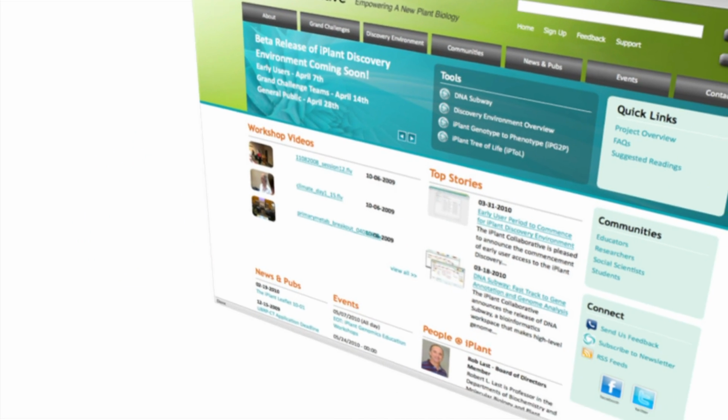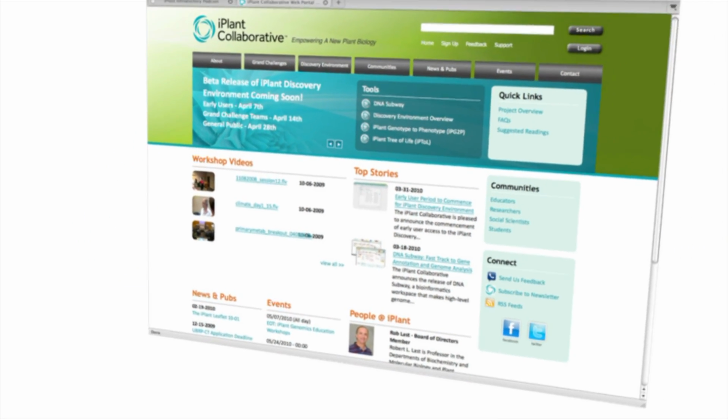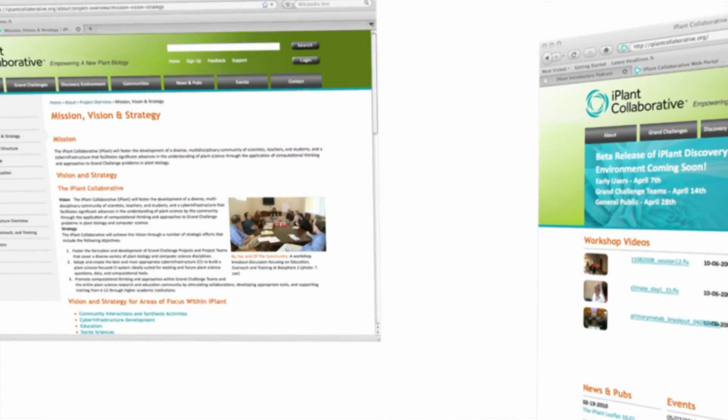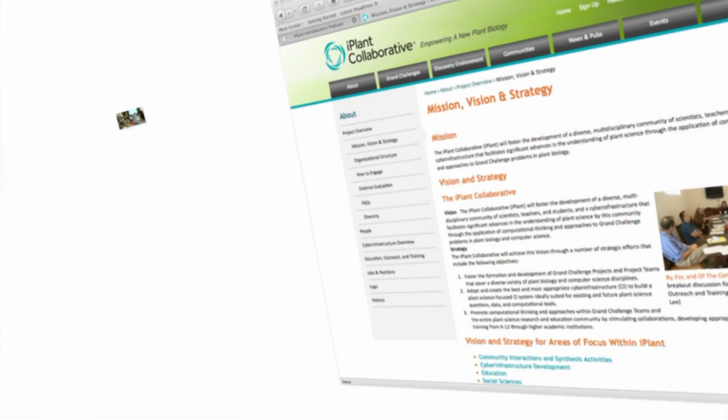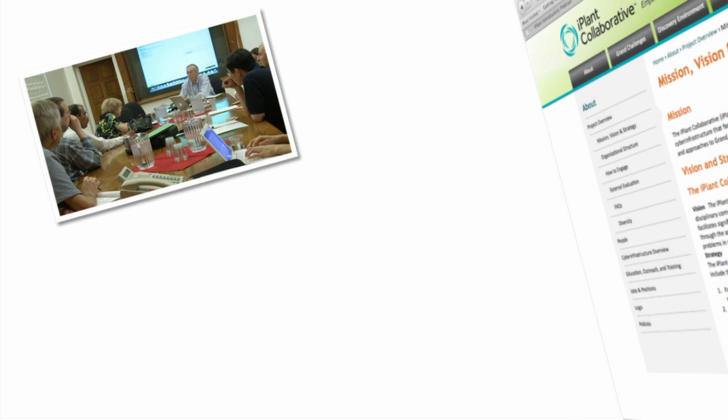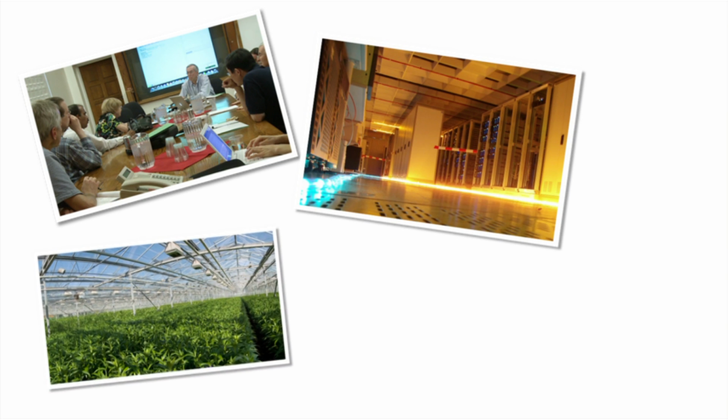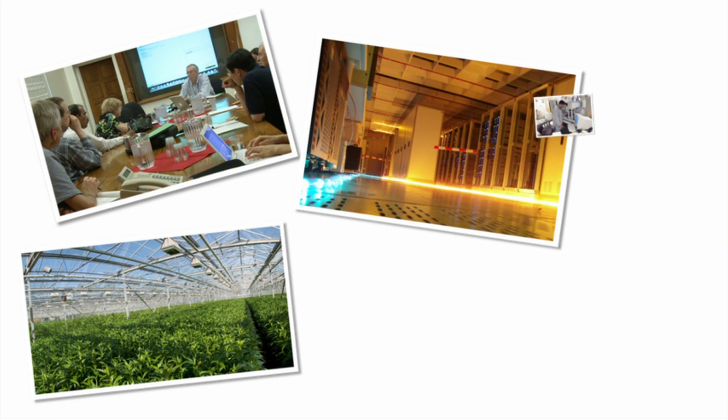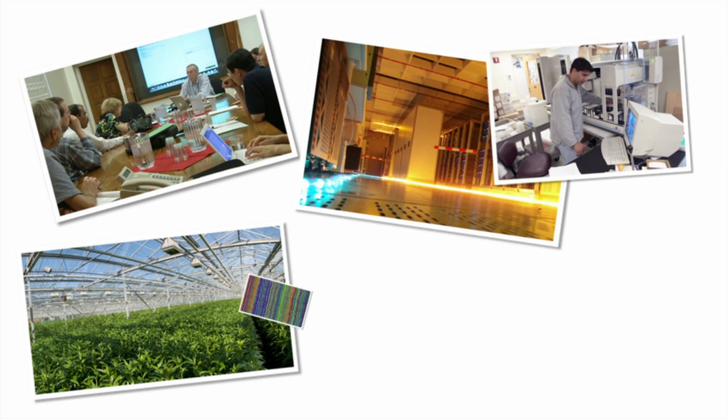iPlant is a project sponsored by the National Science Foundation to build a computer infrastructure for research in the plant sciences. The project will support a new breed of scientists who can use large-scale computer resources to solve grand challenges in modern plant research. Clearly, this project involves computers and plants.